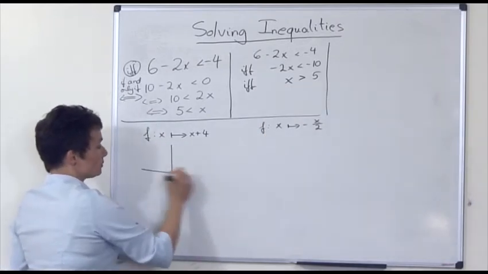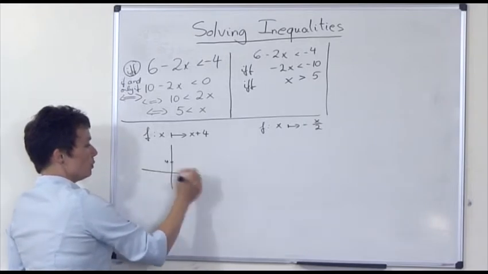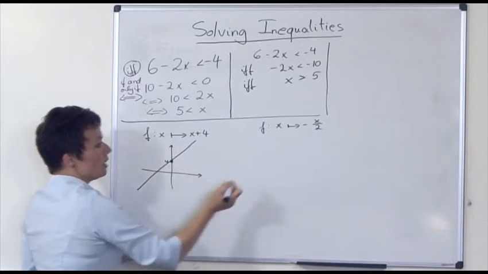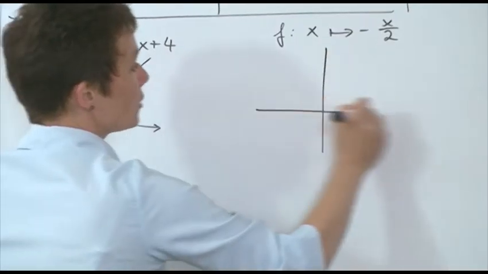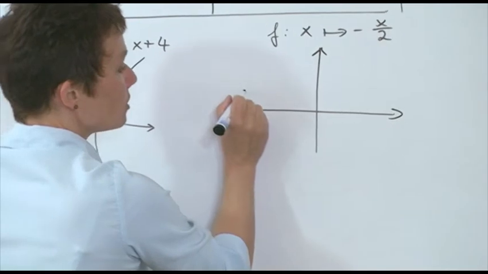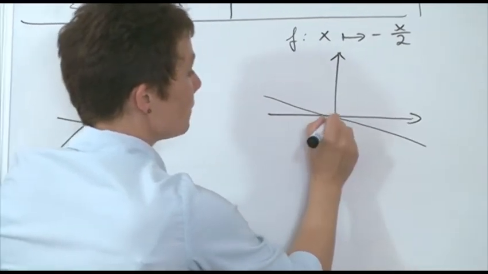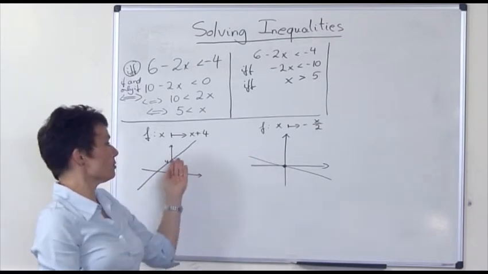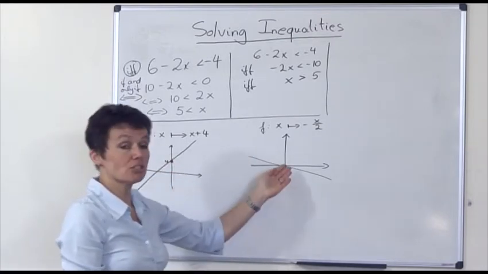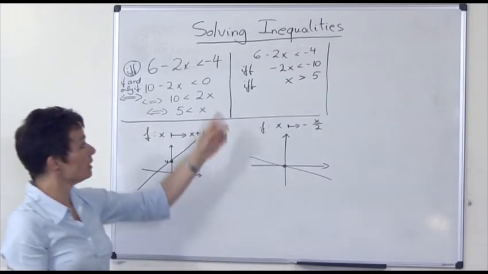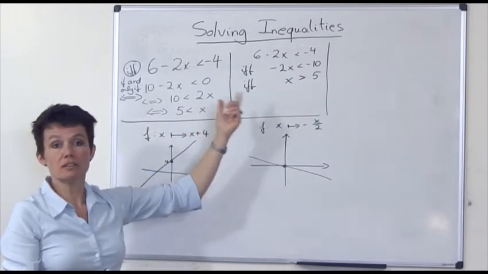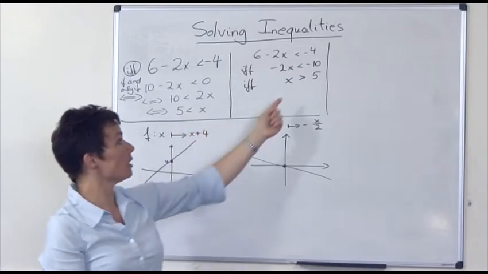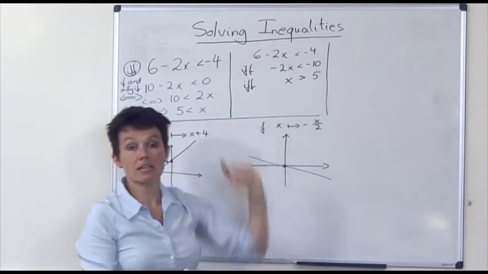This function, if this is the point 4, the graph of this function looks roughly like this. The graph of this function looks somewhat like this. What is the major difference? Well, this function is increasing, this function is decreasing, and that's exactly the reason for, in this case, not having to change the inequality symbol, whereas in this case we have to.